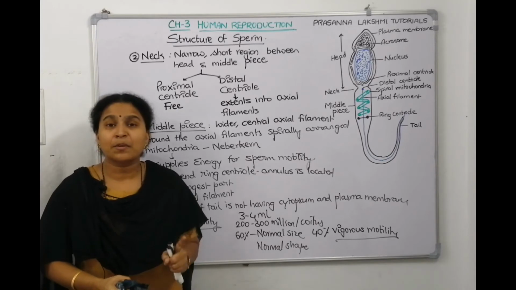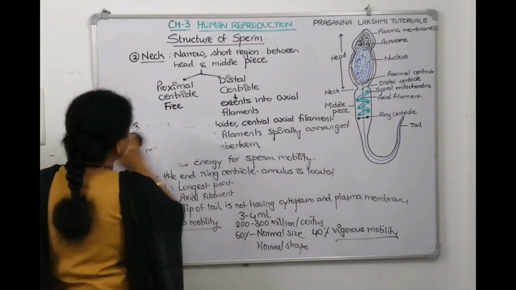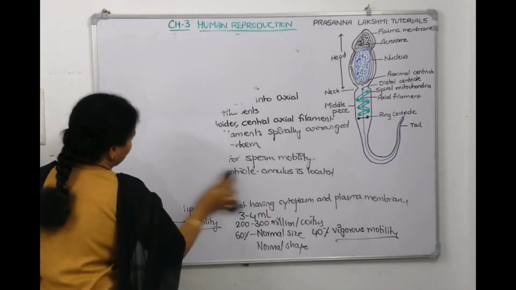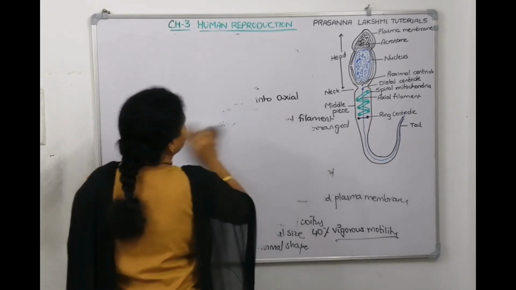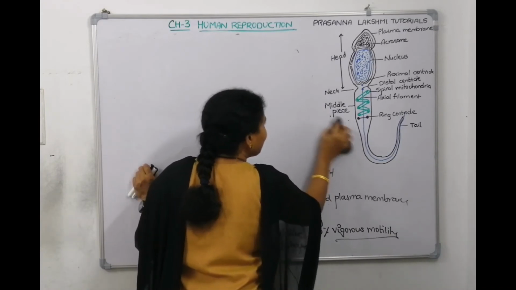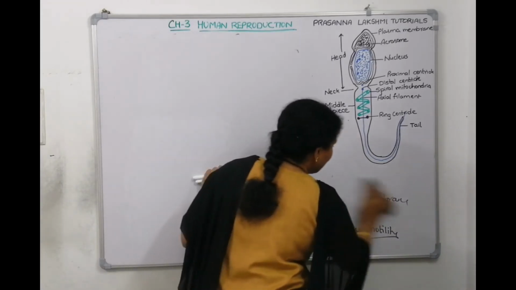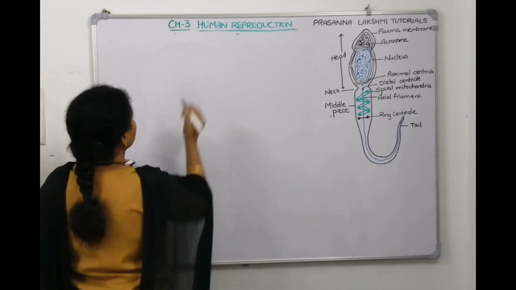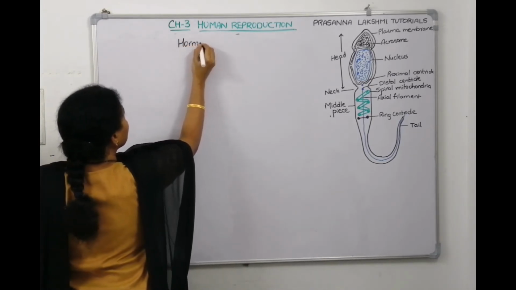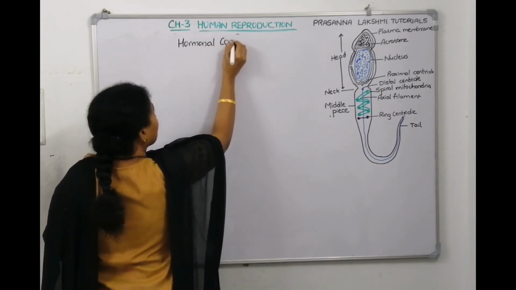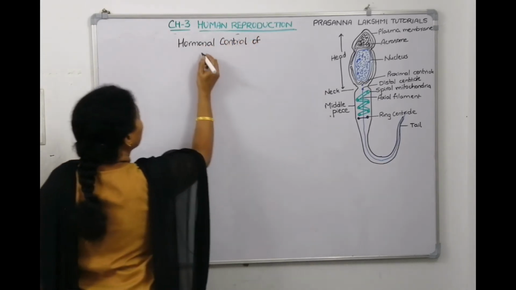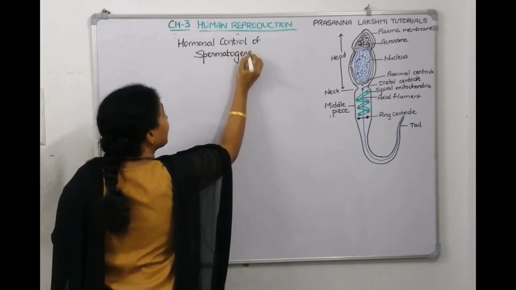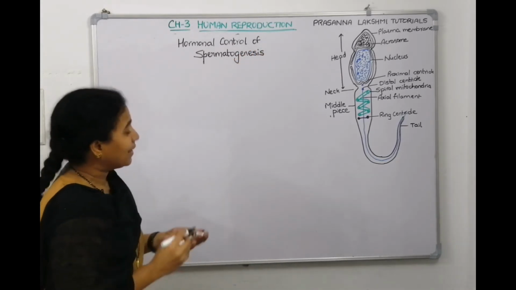And then we will discuss the hormonal regulation of spermatogenesis also in this lecture. What is the male hormone? Testosterone. Testosterone is produced by Leydig cells. Where are the Leydig cells present? They are also called interstitial cells, in between the spaces, right? Now, let's talk about the hormonal control of spermatogenesis.